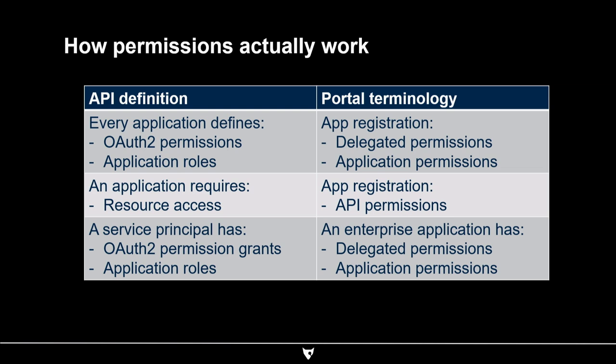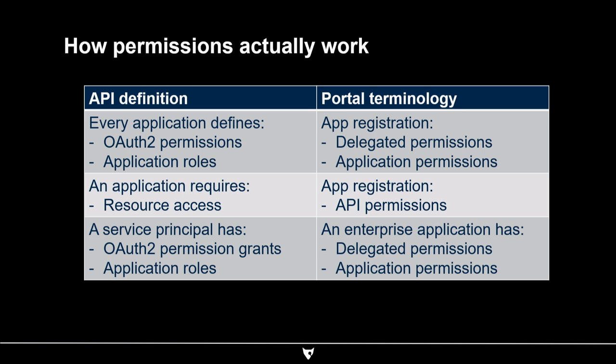So on the right is the portal terminology, and on the left is how they are used in the APIs, which for me is canonical. So every application defines OAuth2 permissions and application roles. And these get translated to delegated permissions and application permissions in the portal. And an application definition then requires access to certain permissions, such as OAuth permissions or application roles. And when an administrator approves those permissions, these are granted to the service principal.